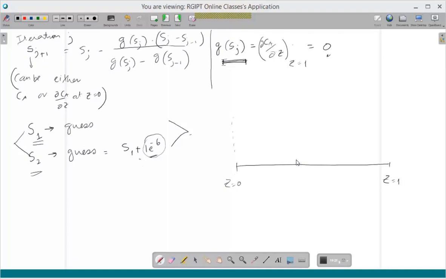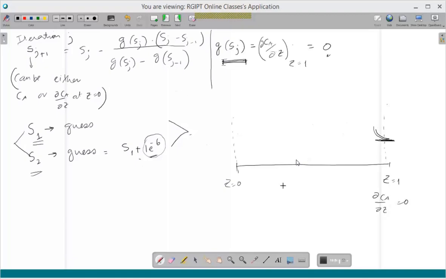And here I do not know CA or CA prime at the left end. All I know is that at the right end the derivative should be 0. So maybe it goes like this, I do not know, but the derivative should be 0. That's all I know. So this is the condition on the right side: del CA by del Z equal to 0.